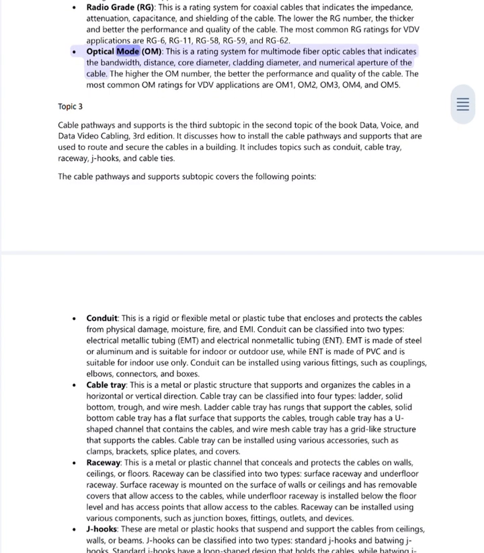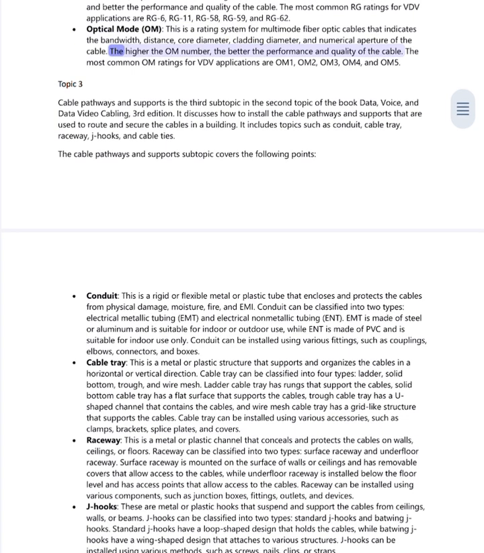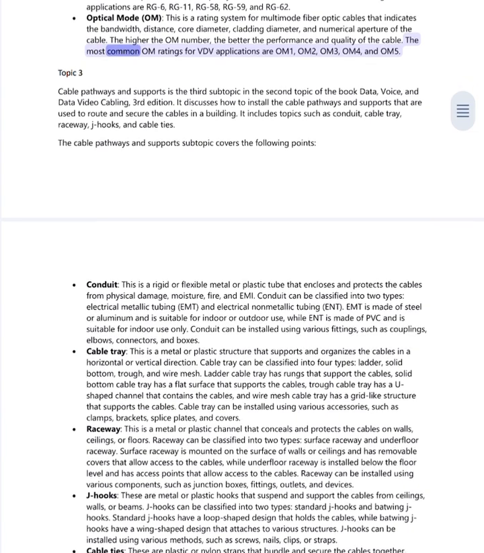Optical mode, OM. This is a rating system for multi-mode fiber optic cables that indicates the bandwidth, distance, core diameter, cladding diameter, and numerical aperture of the cable. The higher the OM number, the better the performance and quality of the cable. The most common OM ratings for VDV applications are OM1, OM2, OM3, OM4, and OM5.